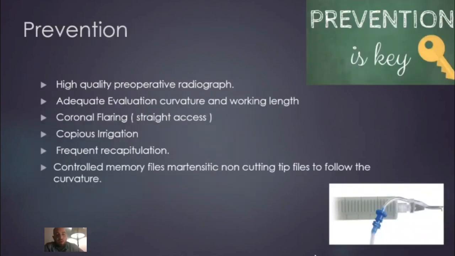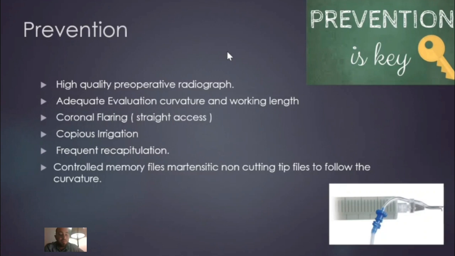So let me now, before showing you my clinical cases, talk a little bit about prevention. Before starting any root canal treatment, we should always take a preoperative radiograph. This radiograph should be used to evaluate the canal curvature and to estimate the working length. Coronal flaring and having a straight line axis are very important factors that help us to avoid creating ledges.